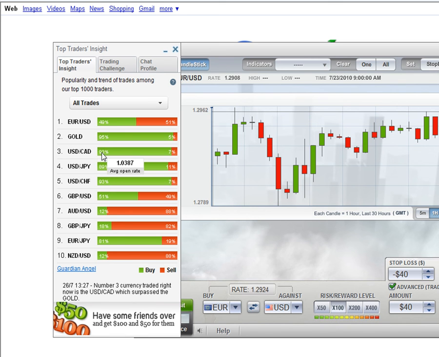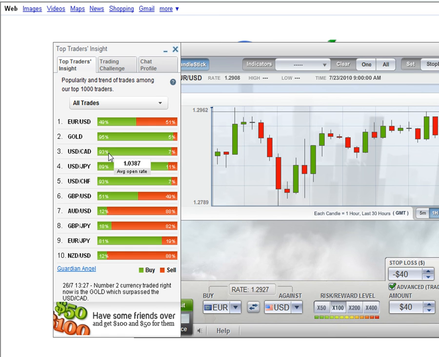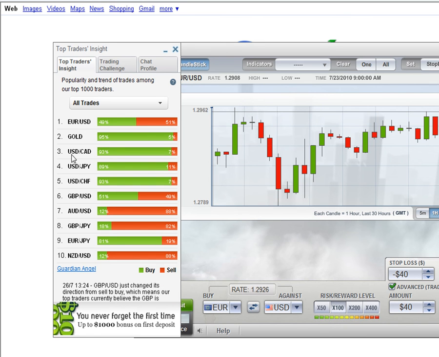For instance, let's say this example, the US dollar against the Canadian dollar. 93% of the people that actually enter that trade are buying. Now, this is very important because if you don't really know what to do, if you don't really know what trade to go for, you can always take a look at the top traders insight and you can just copy what they're doing. If 93% of the people in eToro, the top traders, are buying the US dollar against the Canadian dollar, I mean, you've got to go ahead and do the same thing. Same thing with the US dollar against the Swiss franc. If 93% of the people are actually buying, well, you do the same thing, you buy.